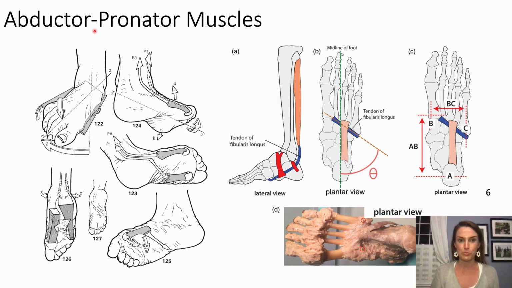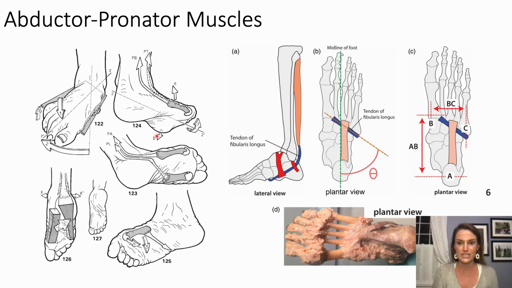The abductor pronator muscles. We have the peroneus brevis, and it is more effective at abduction than peroneus longus. It also produces pronation of the anterior half of the foot. Peroneus longus does do abduction, and then it produces extension indirectly by lowering the head of the first metatarsal.